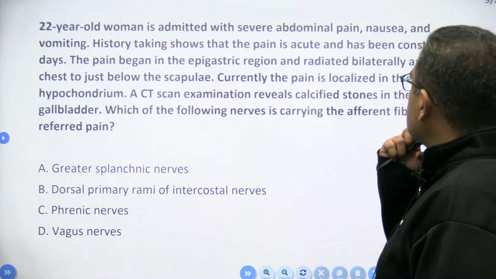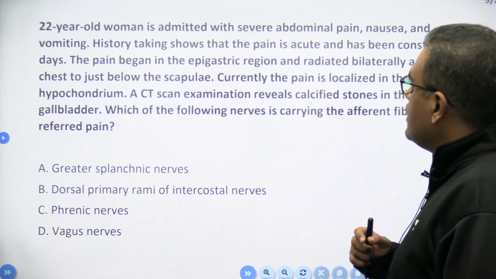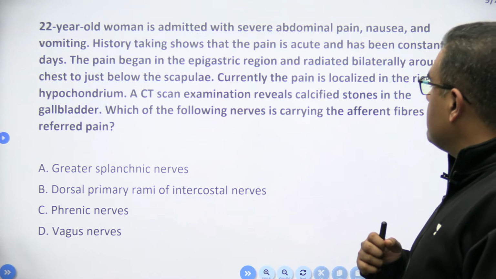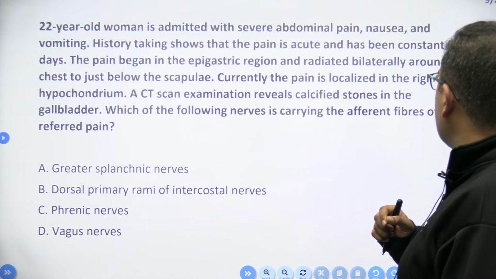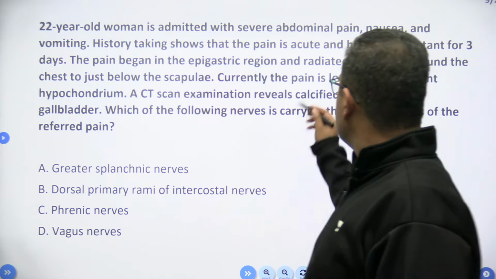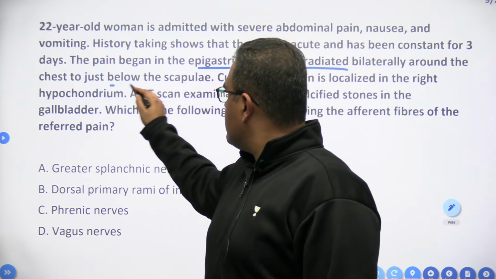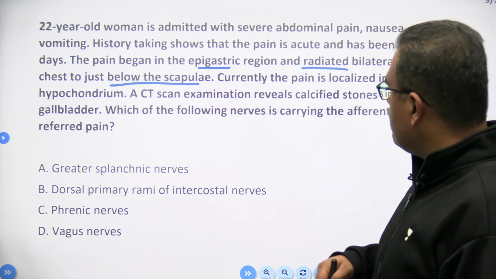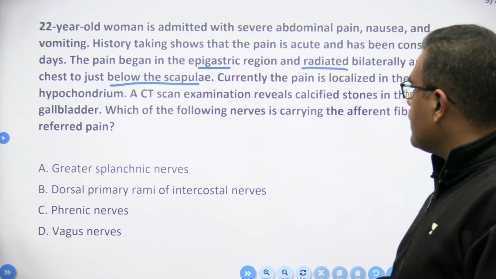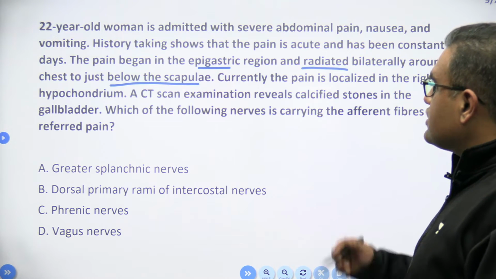A 22-year-old lady is admitted with severe abdominal pain, nausea and vomiting. Typical features. History taking shows that the pain is acute and has been constant for 3 days. Pain began in the epigastric region and radiated bilaterally around the chest to just below the scapula. So there was radiating pain, which started at the epigastric region, went below the scapula, all around, went behind. Currently the pain is localized in the right hypochondrium. CT revealed stones in the gallbladder, that too calcified. So it's a case of cholelithiasis.